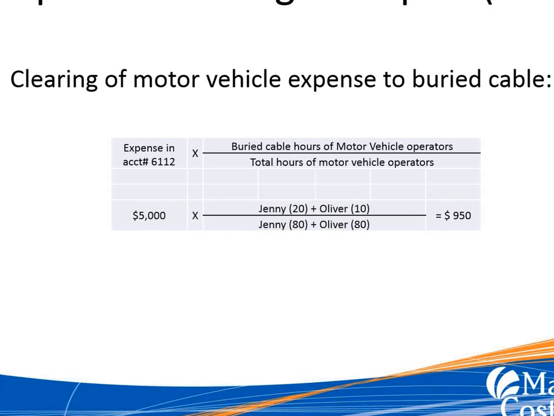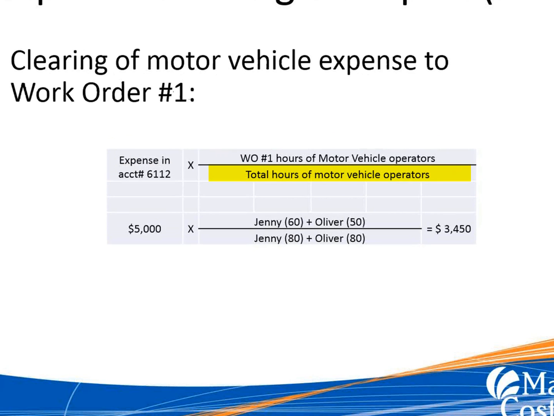Clearing of motor vehicle expense to work order number 1. Expense in 6112 times work order number 1 hours of motor vehicle operators. Divide that by total hours of motor vehicle operators. So again, Jenny has 60 hours. Oliver has 50 hours for this, for the motor vehicle operators. Total hours for Jenny is 80, Oliver is 80. So take the 110, divide it by the 160, multiply that times the 5,000 equals $3,450 to be cleared.